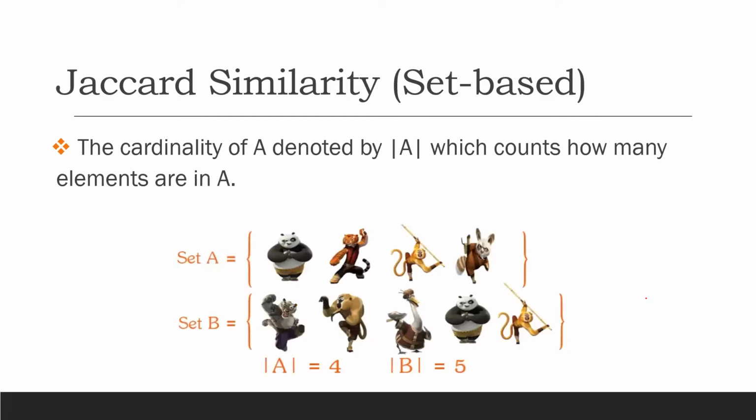Looking at this example, set A contains these animals. To calculate the cardinality, we write the modulus of A, putting two vertical lines around the set letter. It is called the cardinality. Cardinality means how many objects there are. In set A, there are 4 objects. The cardinality of B is 5. This is how we calculate the cardinalities.